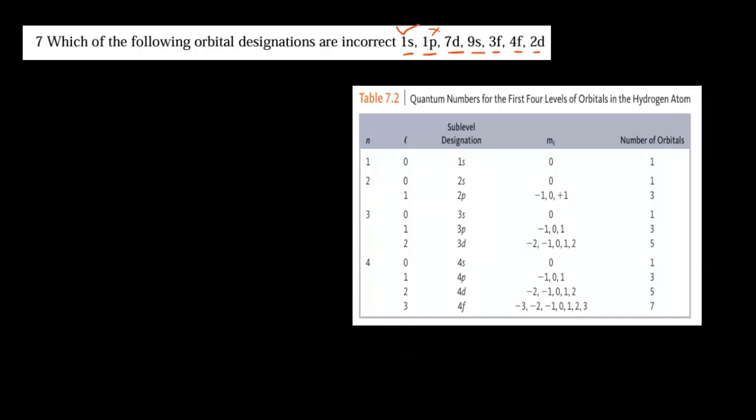And then 7d. Okay, can 7d be valid? Yes. Okay, 7d is valid. Why is it valid?